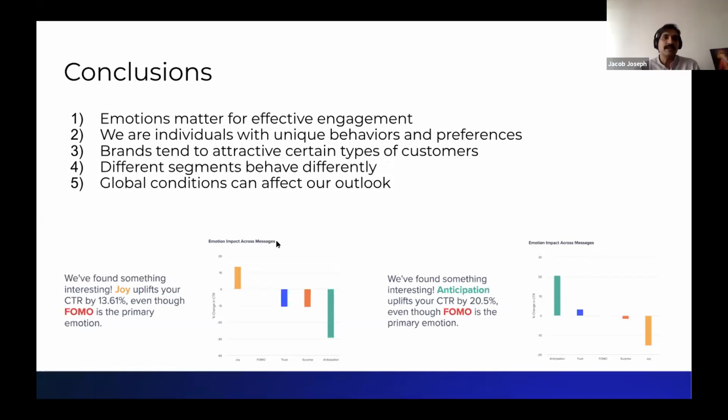Next. So this was some of the interesting, this is actual client reports that we've generated, and some of the findings that we got from actual data, right? So these are a couple of examples that we have put out. Here, the joy was uplifting the CTR by around 14%. And in this case, anticipation was increasing the CTR by 21%. So even though the FOMO was primary emotion in both of these.